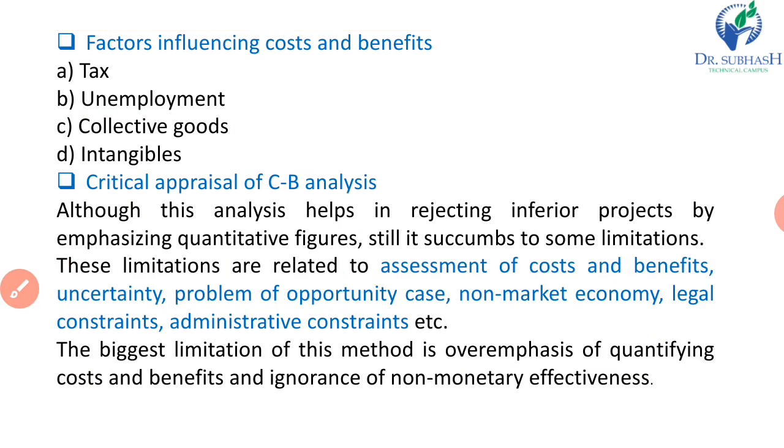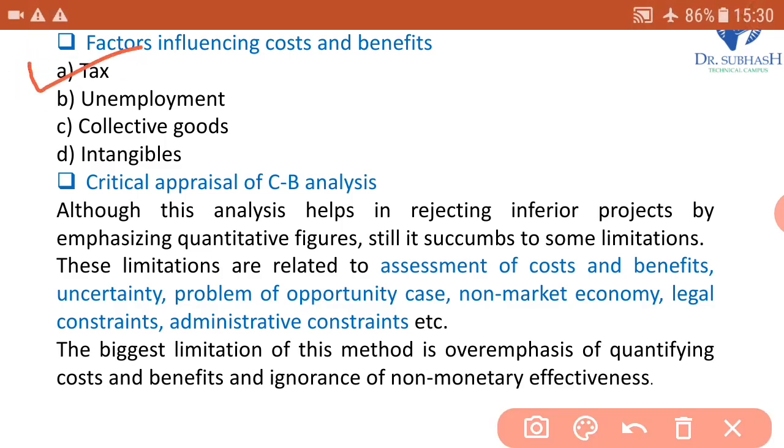Now, factors influencing cost and benefits. First factor is tax, because tax slabs change every financial year. It means it is a variable. Then the second thing is unemployment. It is also a factor influencing cost and benefits. Next one is collective goods, and next one is intangibles. So these are the factors that influence the cost and benefits.